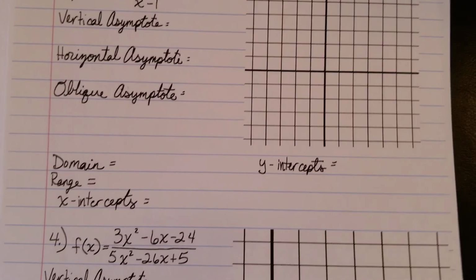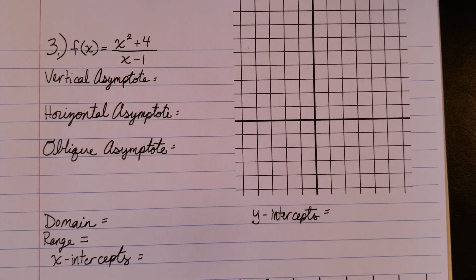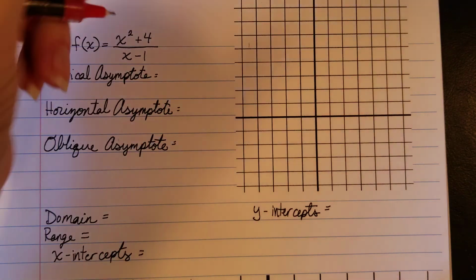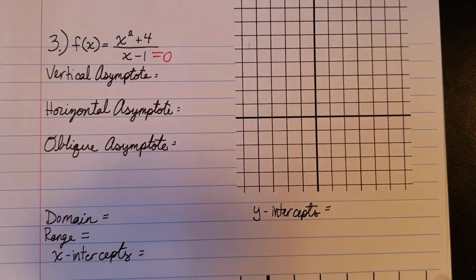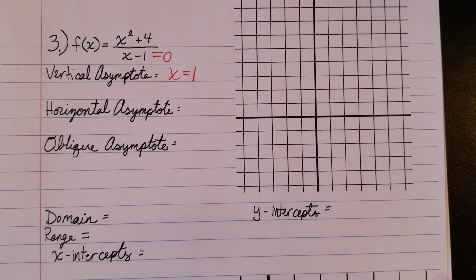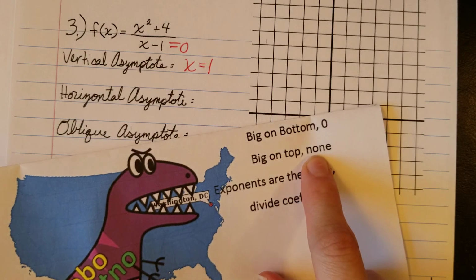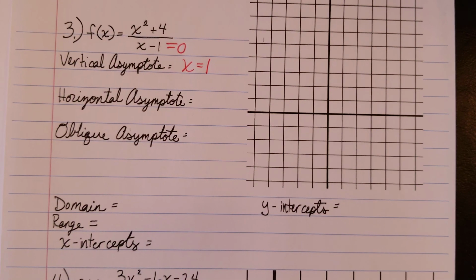Number 3. All right, so find the vertical asymptote, set the denominator equal to 0. So if x minus 1 equals 0, that means x would equal 1. And then for the horizontal asymptote, we have big on top, that's BOTN, big on top, none. So there is no horizontal asymptote in this case.